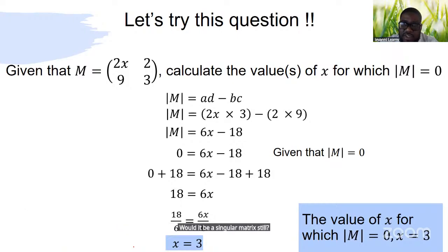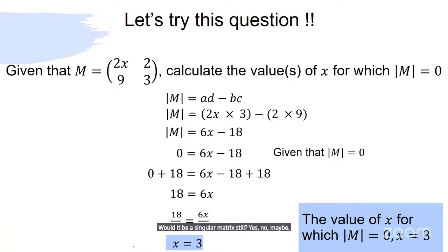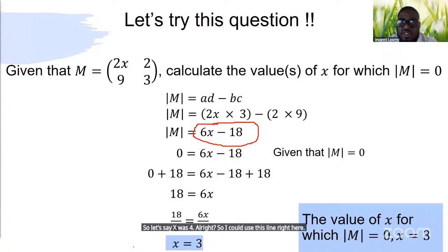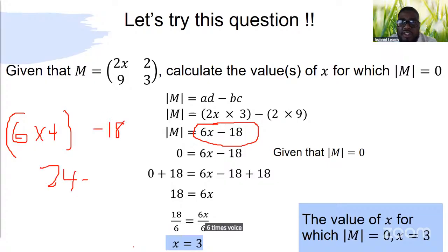Would it still be a singular matrix? Yes, no, maybe? No. All right, so let's check. You always want to check. So let's say x was 4. I could use this line right here and multiply. We multiply 6 by 4 and subtract 18. 6 times 4 is 24, minus 18. What is my determinant? 6. So if my determinant is 6, is that a non-singular or a singular matrix?